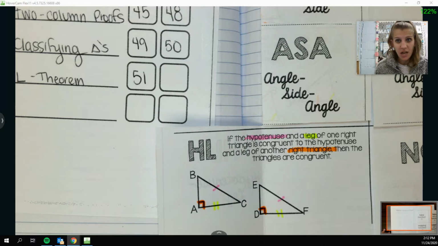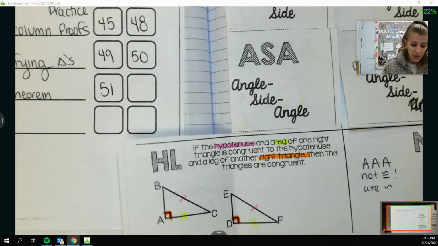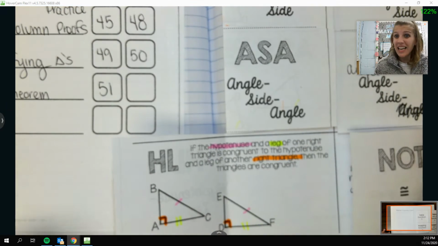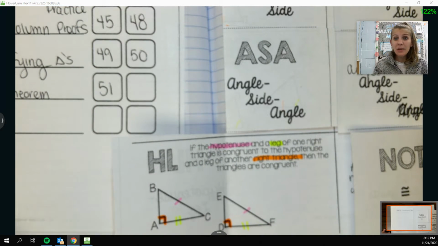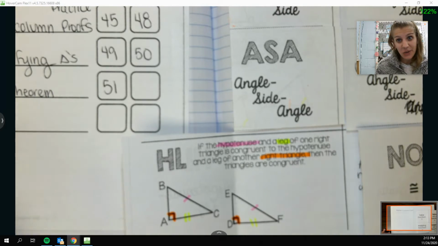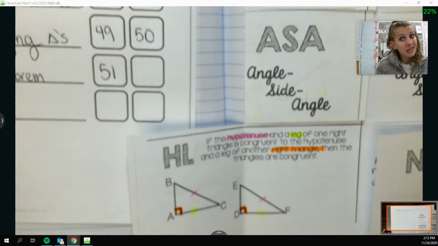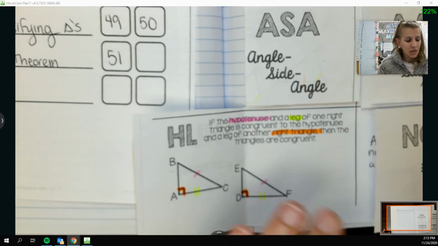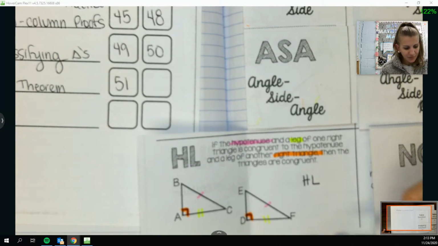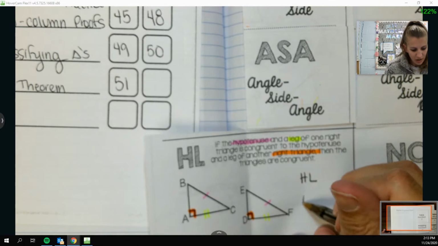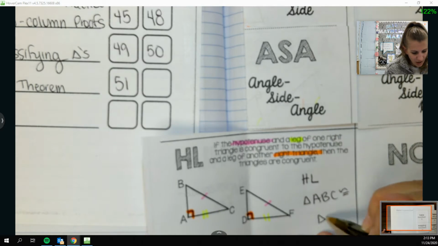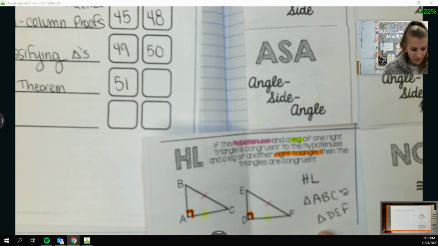So if you think about our three-letter shortcuts, what we have here is angle, side, side, which is not a good one. That's the bad one. But if angle, side, side happen to be on a right triangle, then you can use it, but we don't want to call it ASS because that's a bad word. So that's why we call it the HL theorem instead. And so we could say that the two triangles are congruent. So triangle ABC is congruent to triangle DEF.